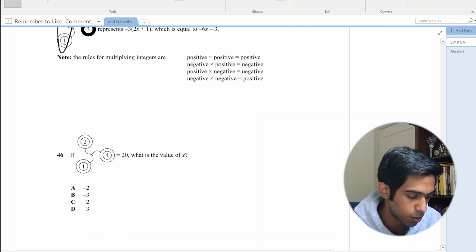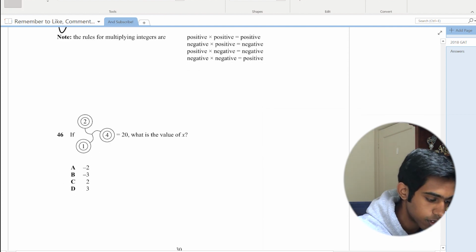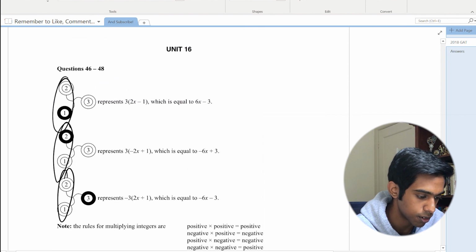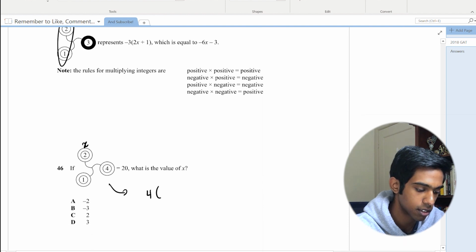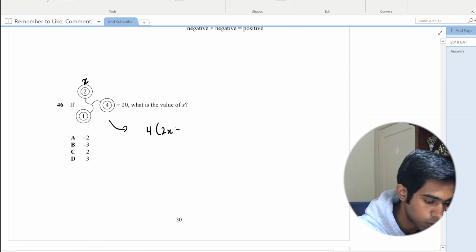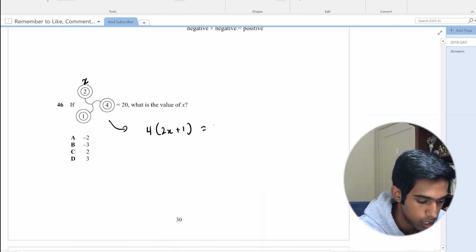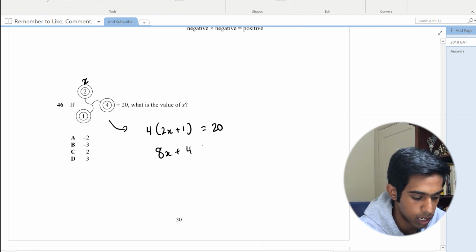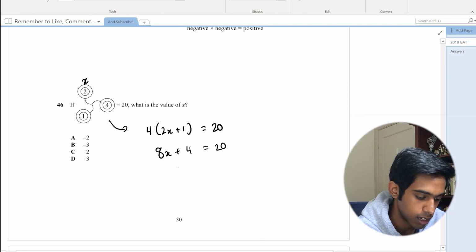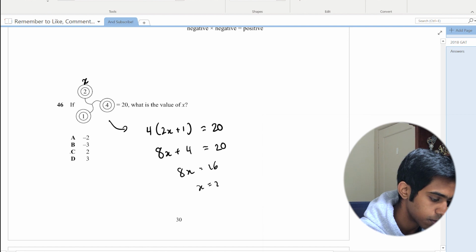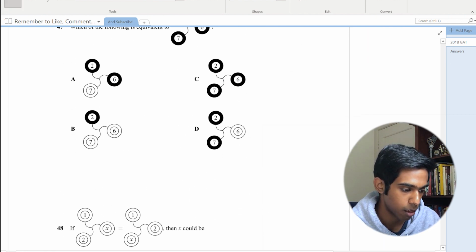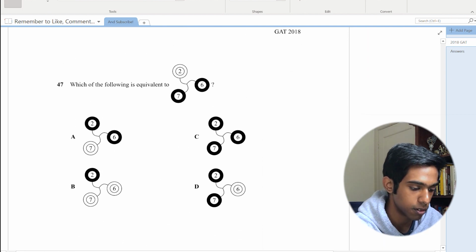Okay, so with this one, let's just have a look at what they do. Yeah, so the top one is the x value, so we get 2x plus 1 equals 20. Then we just expand the brackets, so we get 8x plus 4 equals 20. Then we just get 8x equals 16, x equals 2. Positive 2, C.